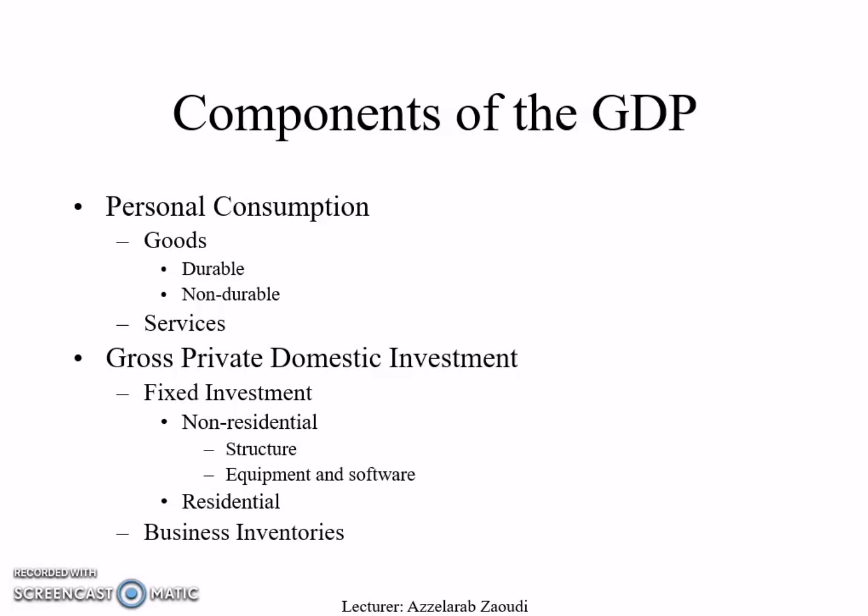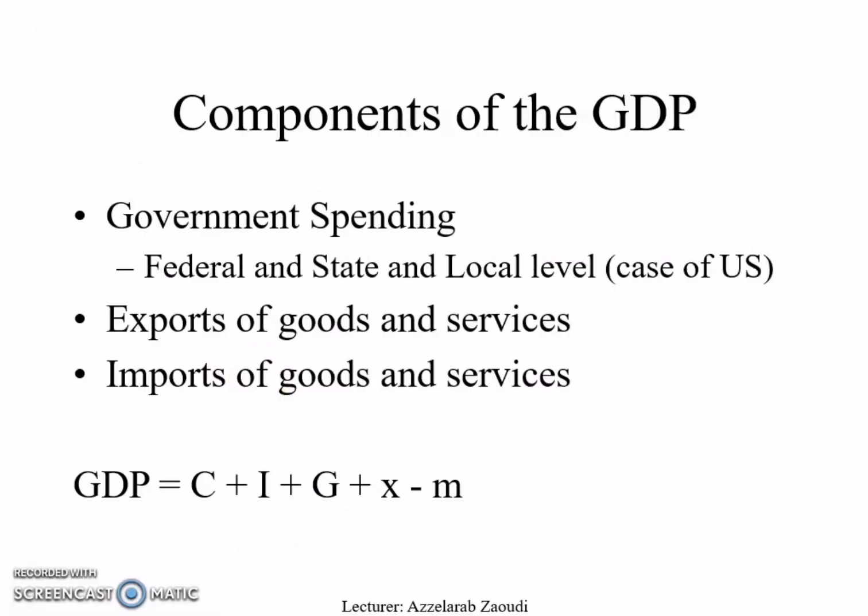Investment in economic terminology does not mean the purchase of financial products, because financial products such as stocks and bonds are traded and are merely transfers of ownership and do not directly represent production. Fixed investments include non-residential structures, equipment, software, etc., and residential, like I said, for the dwellings, and also the changes in inventory. For government spending, here in the case of the United States, it covers the federal, state, and local level.